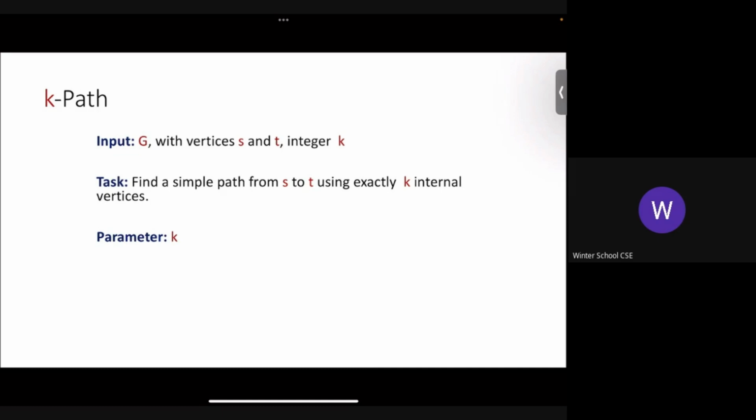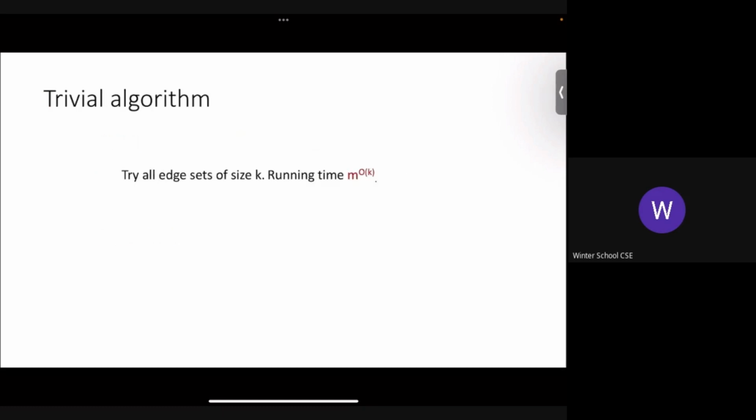So simple means this path is using exactly K internal vertices. The parameter here is K. And we give an algorithm with running time e to the power k. e is the base of the natural logarithm, and it's polynomial in n. Okay, but anyway, so we have a problem.